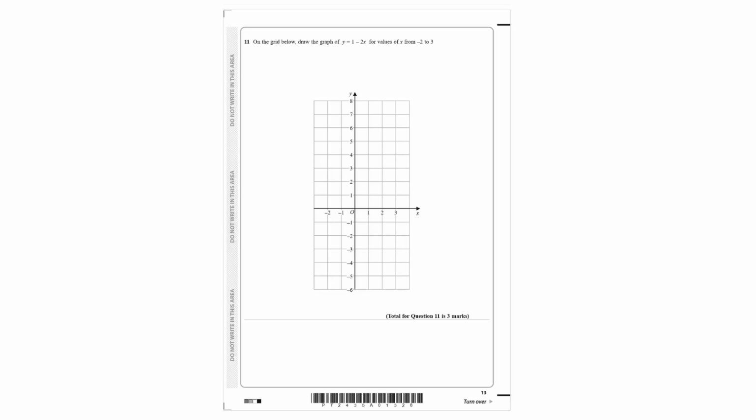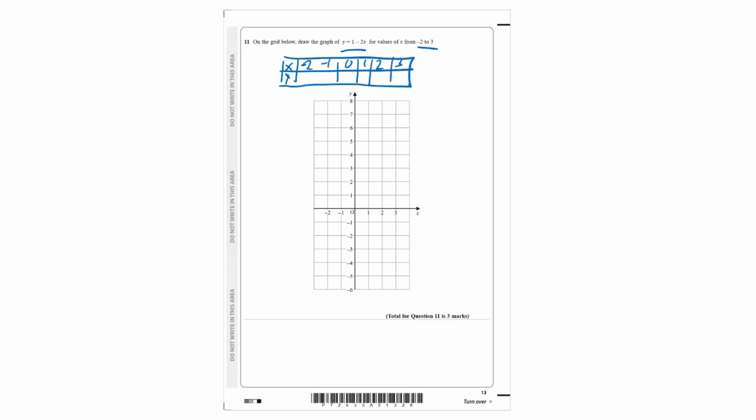On the grid below, draw the graph of y is equal to 1 minus 2x for the values of x from -2 to 3. So first off, we can draw a table here to hold all our values. We have x and we have y from -2 to 3. So we go -2, -1, 0, 1, 2, 3.